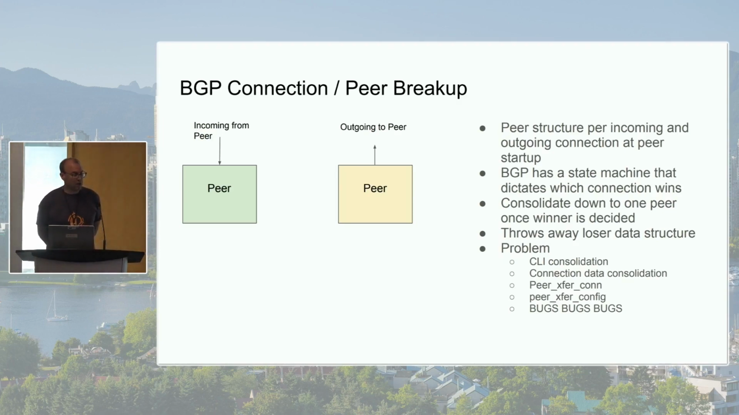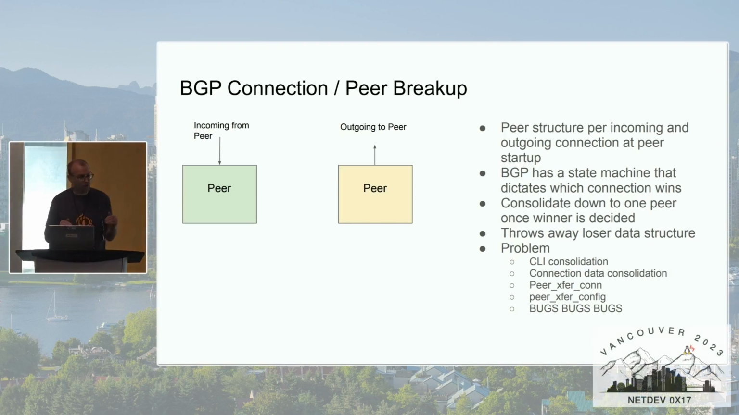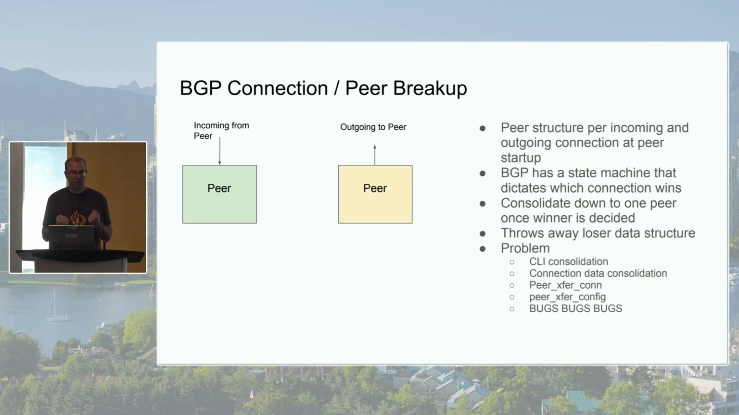And so I guess I should take a step back and talk a bit about how BGP works. If I'm a BGP speaker and David's a BGP speaker, upon startup, we both get our configuration, we read it in and go, oh, David's my neighbor. He goes, oh, Donald's my neighbor. And we both can open connections to each other at the same time. So when I say incoming from peer, that means I'm receiving a TCP connection from David to me. And when I say outgoing to peers, I'm opening a TCP connection to David from me.